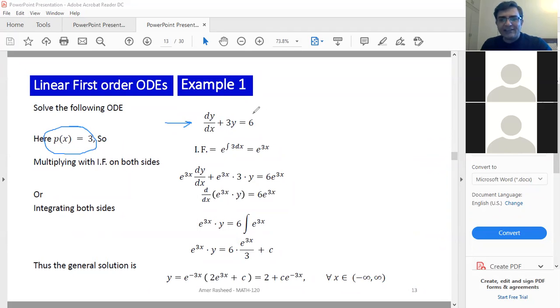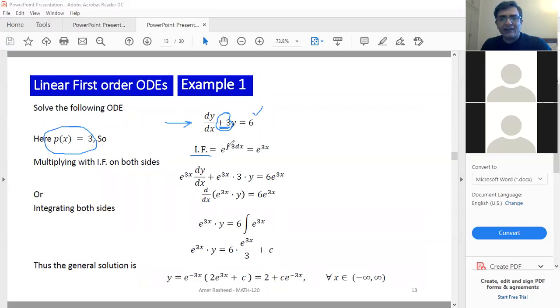We cannot take this as P of x. This is the right hand side. P of x is always the coefficient of y. It is plus 3. If we had a negative 3 here, then P of x must be negative 3. So we have to take the sign of P of x as it is here. Now, what is the integrating factor?